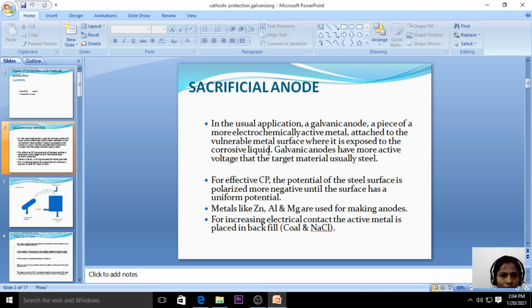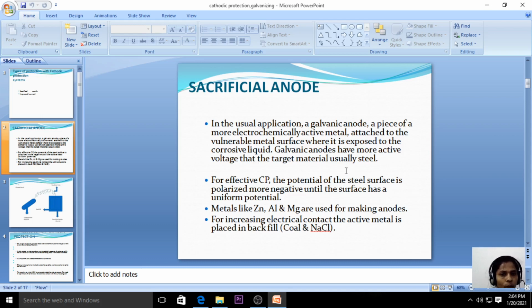We know that when the anode and cathode are exposed to the environment, the anodic metal undergoes corrosion and the cathodic metal is protected from corrosion. So in sacrificial anodic protection, we connect the base metal with the highly active metal with the help of wires. The anodic metal, or highly active metal, undergoes corrosion, whereas the base metal acts as a cathode and is protected from corrosion. Here galvanic anodes have a more active voltage than the target material, usually steel.